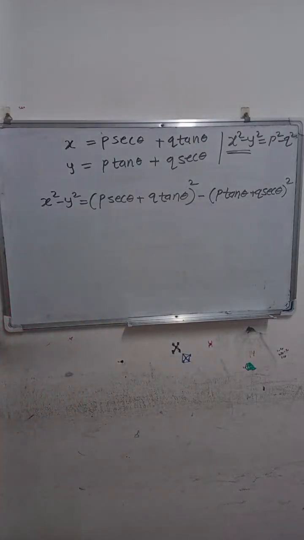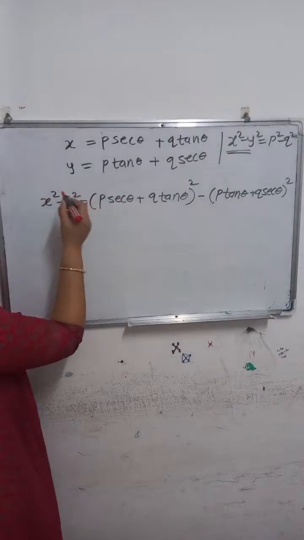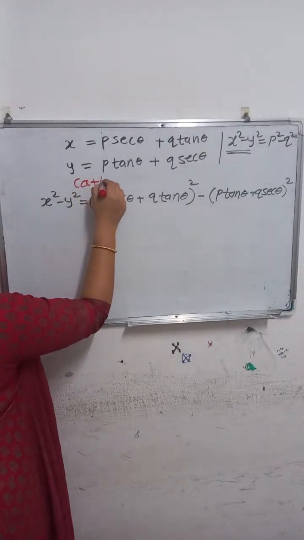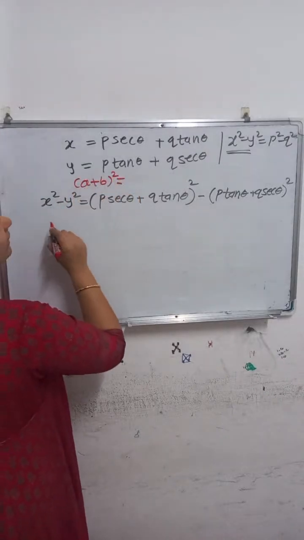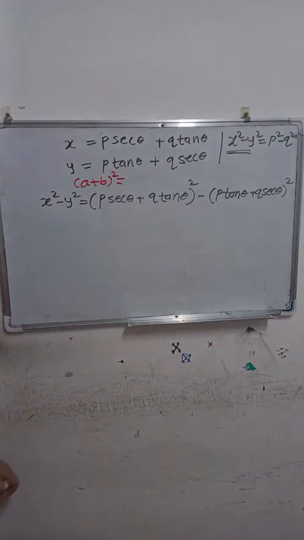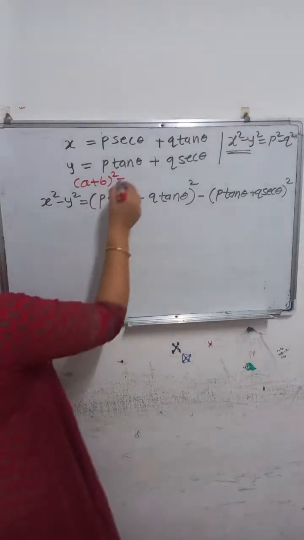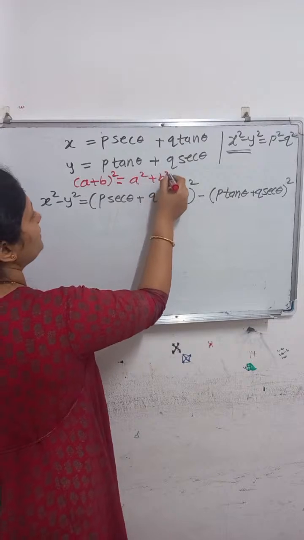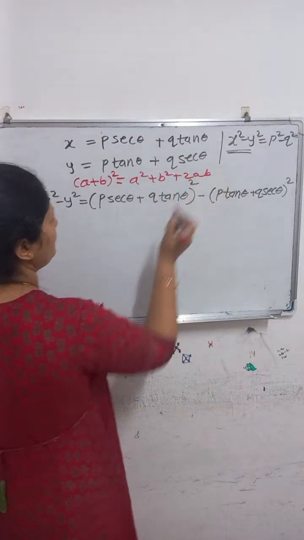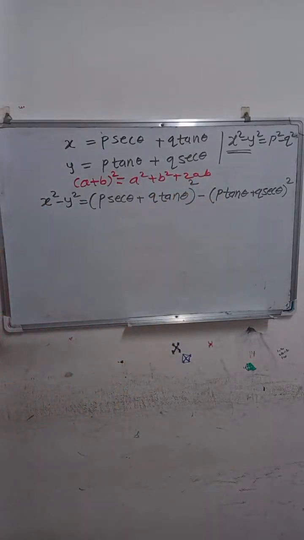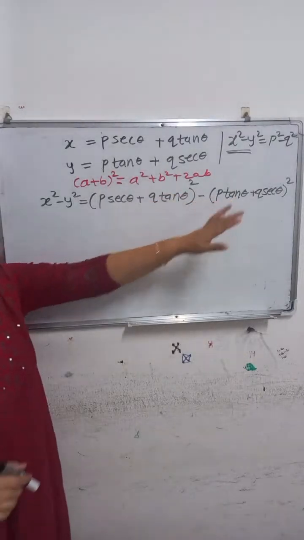I will write the identity once, because many don't know the identities and how to apply them. Which identity am I using here? a plus b whole square is equal to a square plus b square plus twice ab. This is the identity we are using to expand this bracket and this bracket.